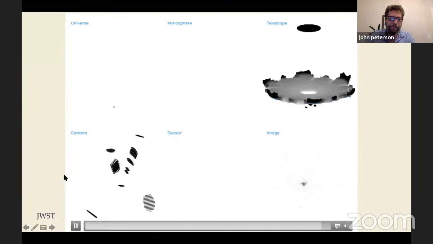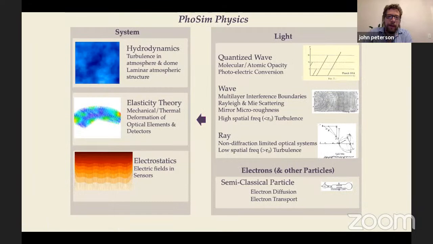Okay, so let's get into the physics. There's a lot of things that you could maybe notice in the movie. Some I'll get into, it's kind of hard to see in the movie. But to do this whole simulation, you're basically thinking about the physics of light and electrons there on the right. In various places of the simulation, you're actually using different approximations to think about the photons, whether you're thinking about a wave or whether you're using a geometric optics type approximation, similarly for the electron.